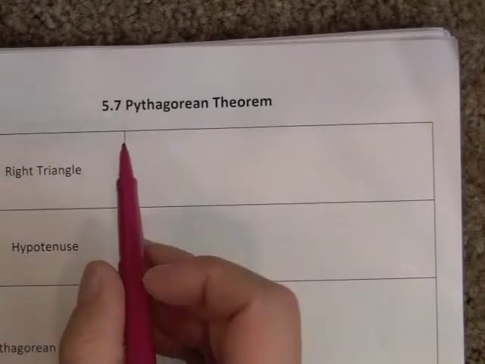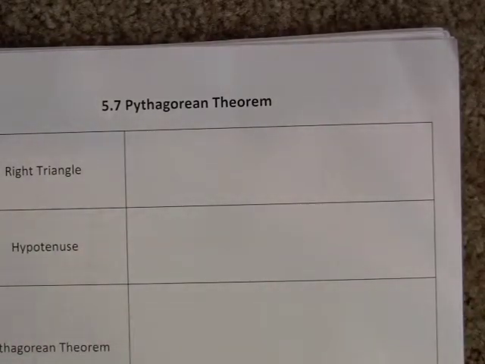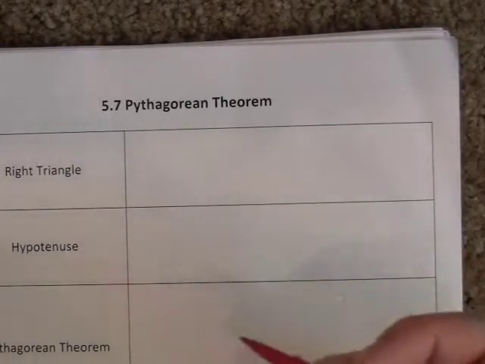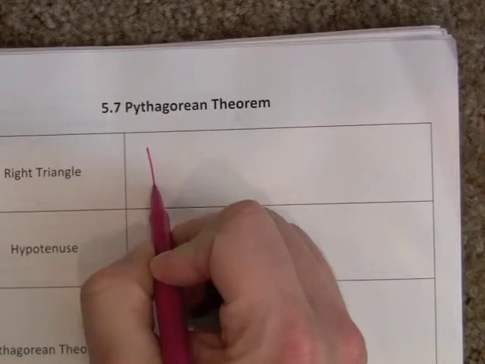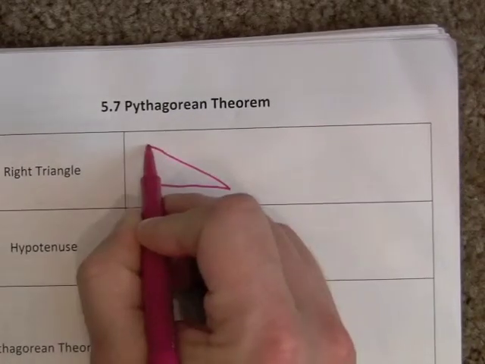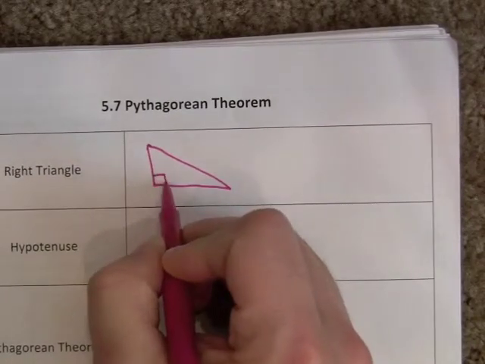Today's notes are going to be on 5.7, the Pythagorean theorem. The Pythagorean theorem is an important theorem that's used to find a missing side in a right triangle. Now, a right triangle is comprised of a triangle that has one right angle.